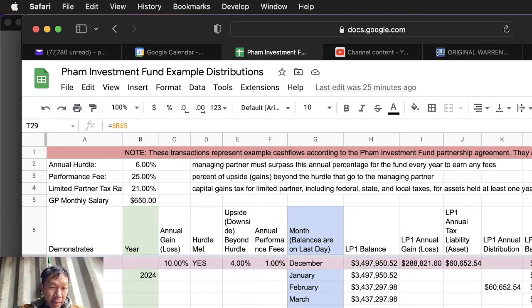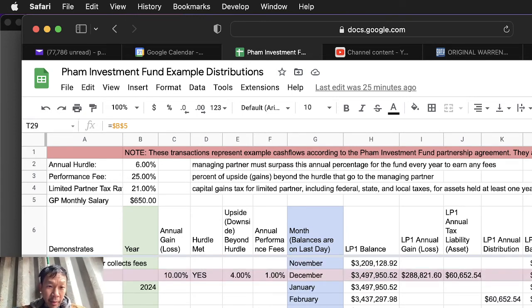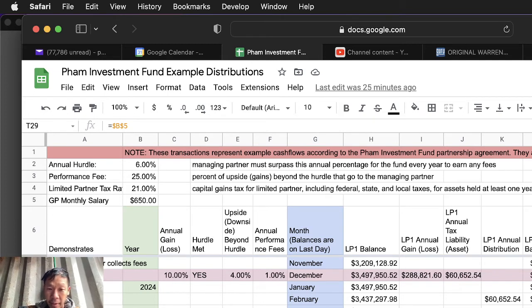All right, so then next year, 2024, what is this meant to demonstrate? This year, we didn't meet the hurdle. So let's say we only had an annual gain of 4%. This did not meet the hurdle. There is no upside beyond the hurdle, and so then no performance fees. And everyone still experiences a gain, but they don't have to pay fees. So they keep, up to the 6% hurdle.